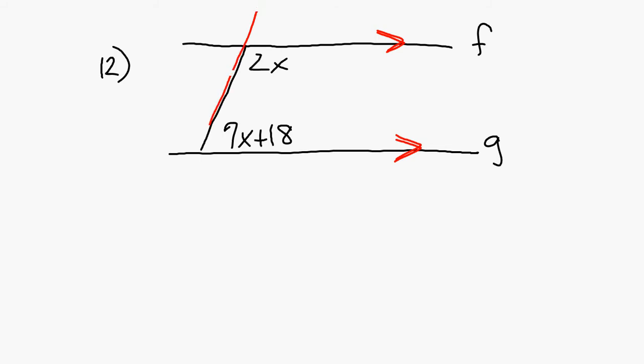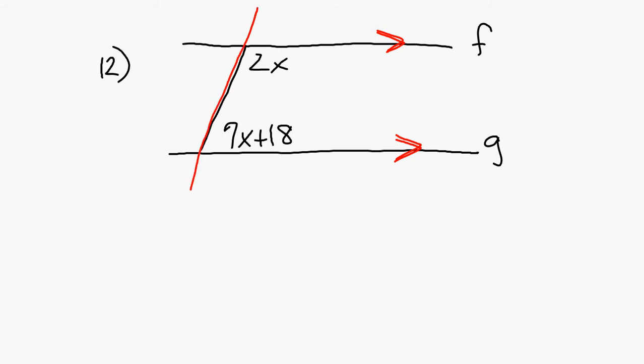Number 12. Number 12, this is the only part of the problem that matters. It's just this piece. You got a 2x and you got a 7x plus 18. You got f and g. You are told that f is parallel to g. So the top is parallel to the bottom. Whether they're parallel or not, they're two lines intersected by a third line. It makes this a transversal.